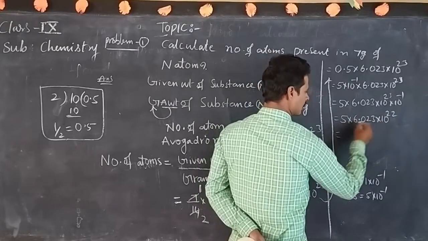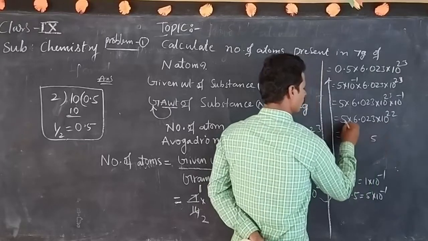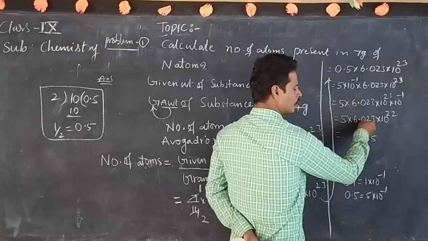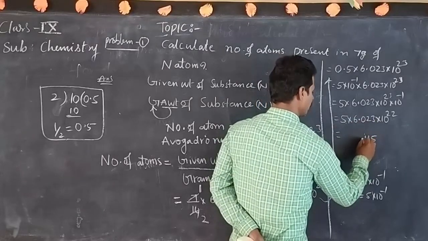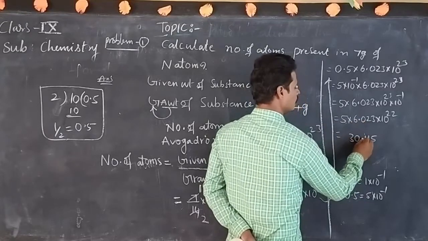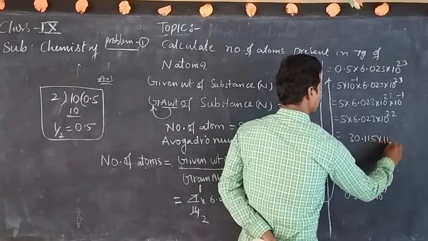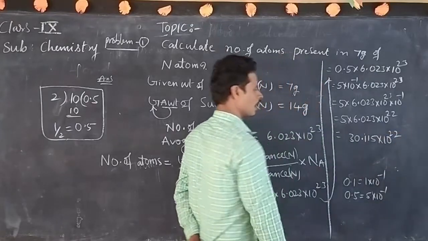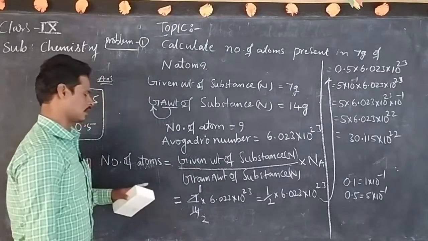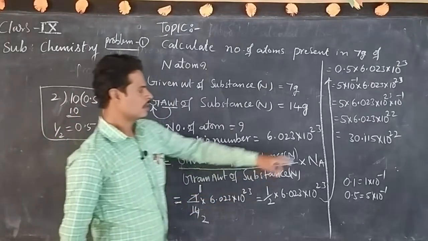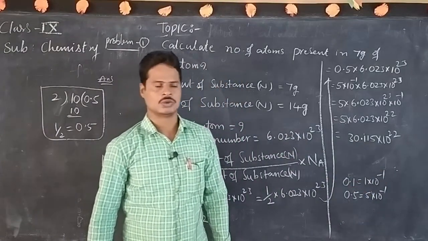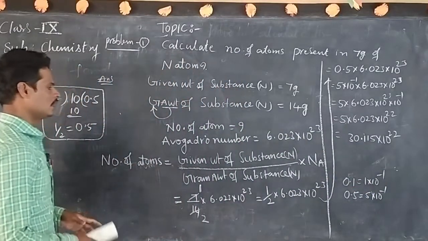5 3s are 15, 5 2s are 10, 10 plus 1, 11. 5 into 0, 0, 1. Point 5 into 6, 30. So 30.115 into 10 to the power 22 atoms. So this is the number of atoms. How many atoms are there? 30.115 into 10 to the power 22. Next, second problem, check it.